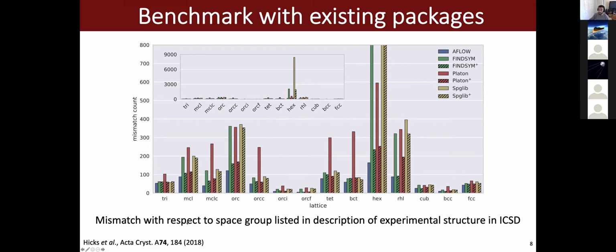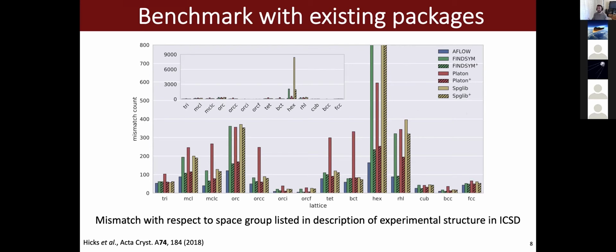And here we plot the mismatch. So basically the higher this number is, or the taller these bar lines, the worse the package performed. We're plotting when experiment and the calculated package do not agree on the space group. And here we've outlined it based on lattice type. Blue is AFLOW, green is FineSym, red is Platon, and yellow is SPGlib. So you can see in general, AFLOW has the fewest number of mismatches, so it's the most consistent with experiment. And you'll notice that these other packages essentially have solid bars and also slashed bars.